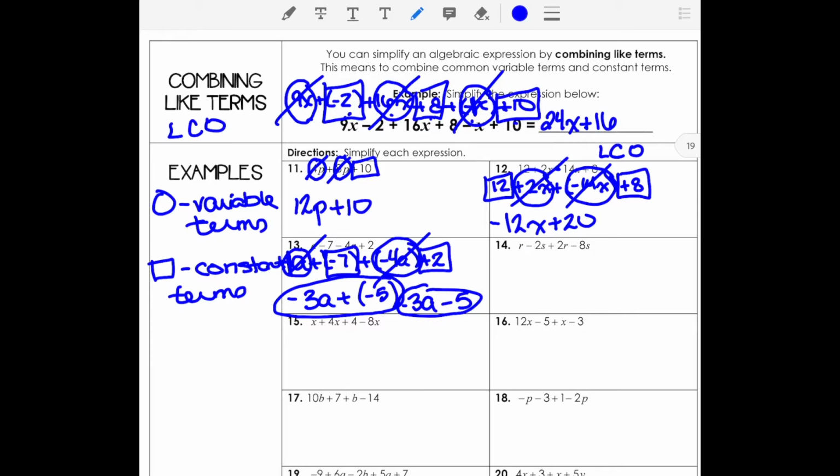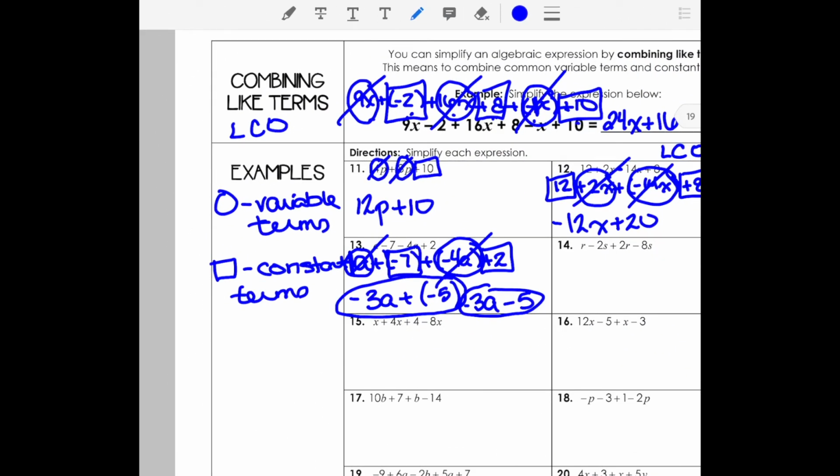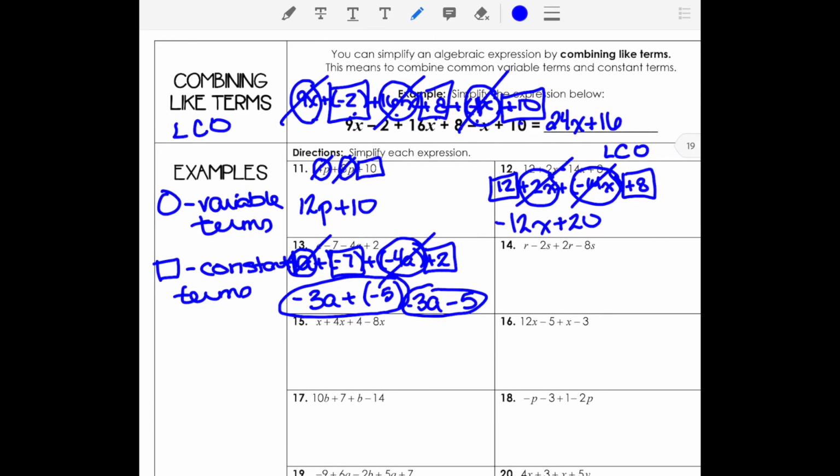Okay, take a look at number 14 and think to yourself, what is different about 14 than what we've seen in 11, 12, and 13? If you've said that there are 2 variables, you're exactly right. There are 2 variables, which means there's an extra step to simplifying this. So I'm still going to LCO first. So I have r plus negative 2 times s plus 2 times r plus negative 8 times s.